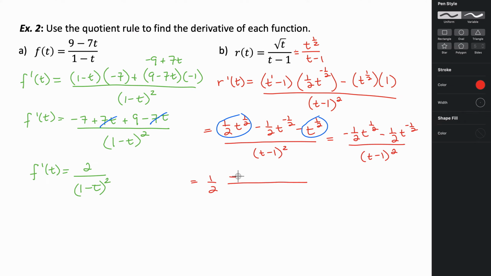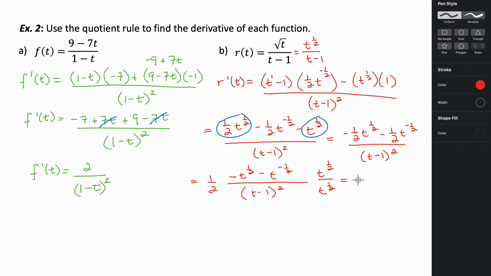So I have negative t to the 1/2 minus t to the negative 1/2, all over (t minus 1) quantity squared. Now with these t to the 1/2, really they're like radicals. So what I want to do is try and get them in terms of whole powers of t. So I'm going to multiply the numerator and denominator by t to the 1/2 over t to the 1/2. Because when I multiply t to the 1/2 by t to the 1/2, I get t. And then t to the 1/2 times t to the negative 1/2 just gives me 1.